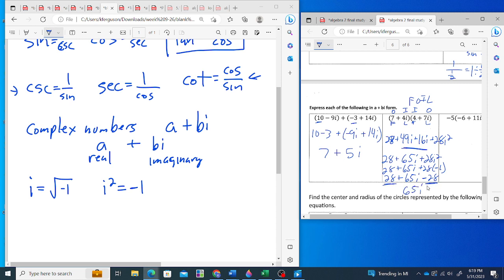So I got 65i. Now, a plus bi is the form. Well, what am I doing here? I just got 65i. That's because my a is 0. You don't have to write the 0 plus, okay? You don't got to write that. But that's understood as what that means when we're talking about a plus bi, okay?